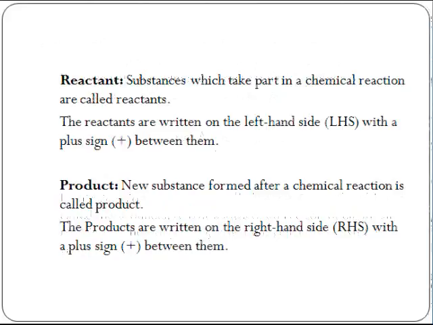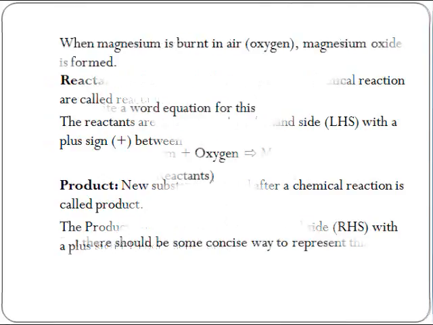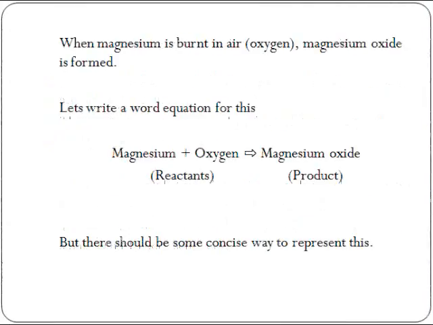Now we are in the position to define the reactants and the products. Reactants are the substances which take part in a chemical reaction, and the new substances formed after the chemical reaction are known as products. So, reactants are shown on the left hand side and products on the right hand side. Okay, now let me take an example. When magnesium is burnt in air, magnesium oxide is formed. If we write the word equation for this, then magnesium plus oxygen gives magnesium oxide.